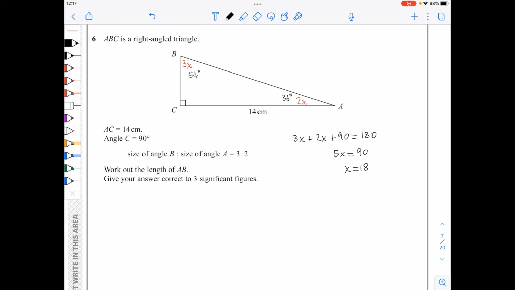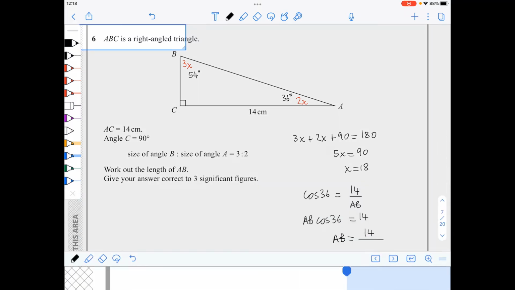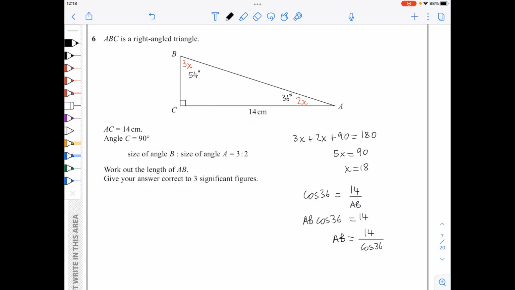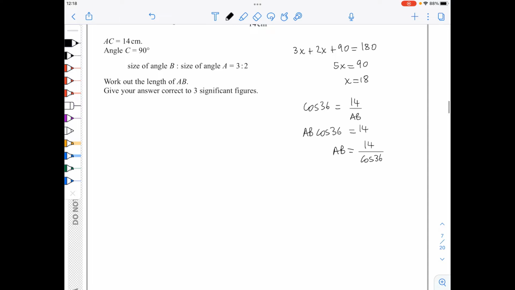We need to find the length of AB. AB is the hypotenuse. I've got the adjacent. I'll be using cosine. So cos of 36 is 14 over AB. So AB cos 36 is 14. Which means that AB must be 14 over cos of 36, which gives an answer of 17.3 centimeters.